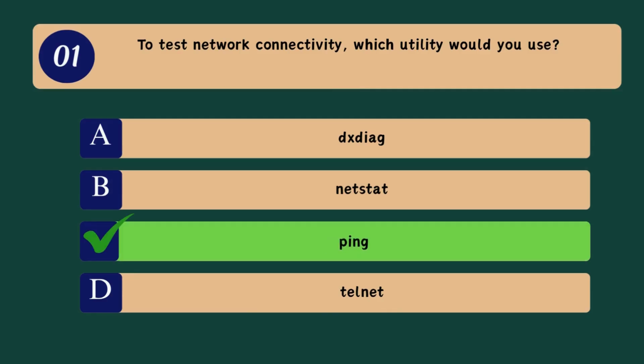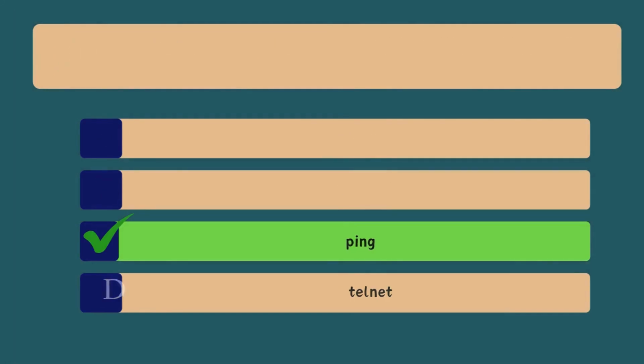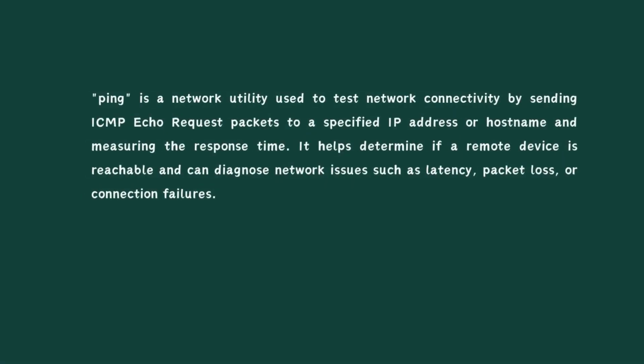Correct answer. C. Ping. Ping is a network utility used to test network connectivity by sending ICMP echo request packets to a specified IP address or host name and measuring the response time. It helps determine if a remote device is reachable and can diagnose network issues such as latency, packet loss, or connection failures.